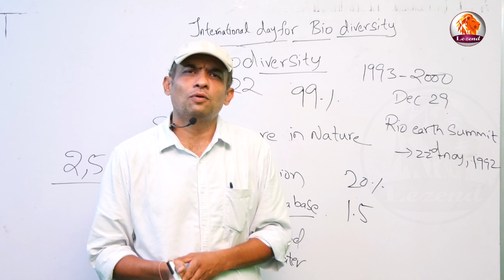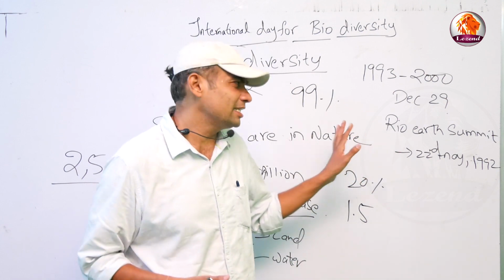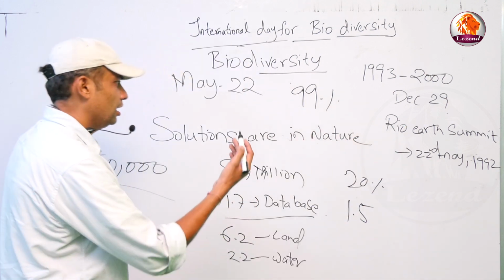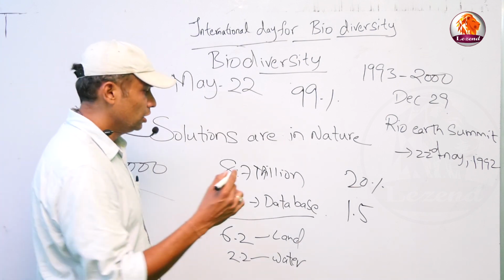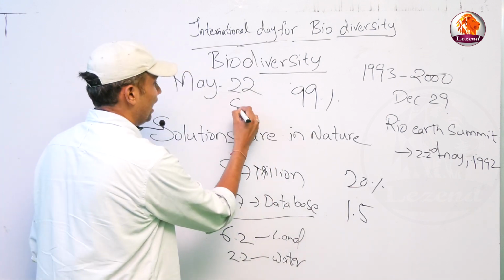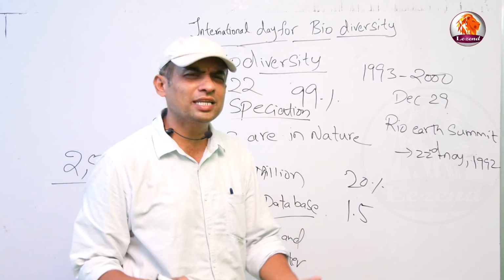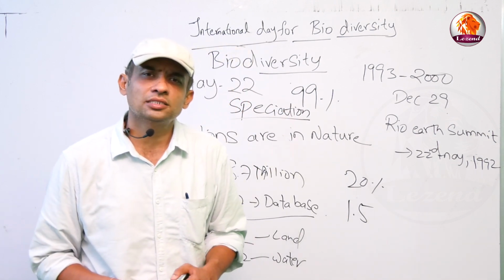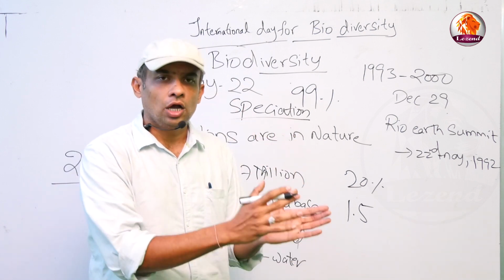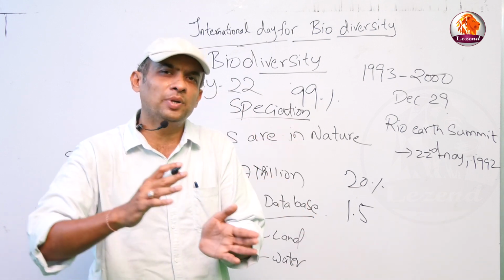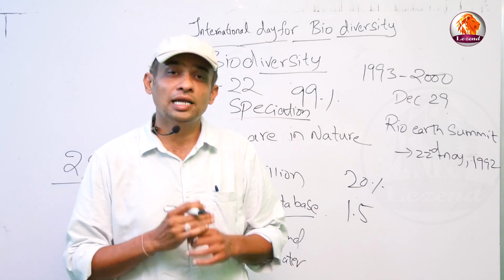And what is the reason for that? All these species have gone from the face of the Earth due to extinction and speciation. This term is important, guys. Speciation. What is speciation? Speciation means the evolving of a species into a completely different species.